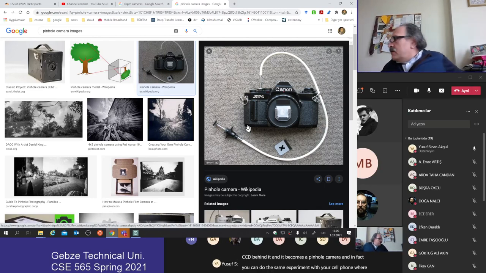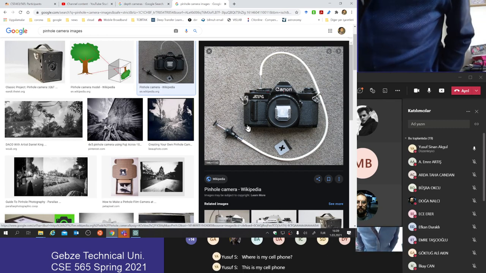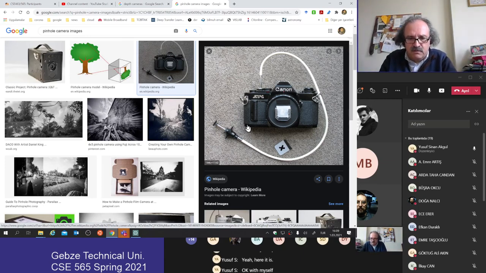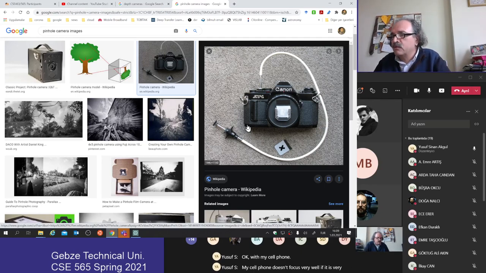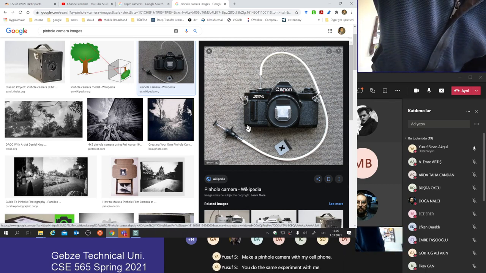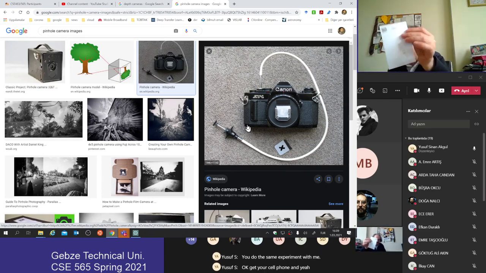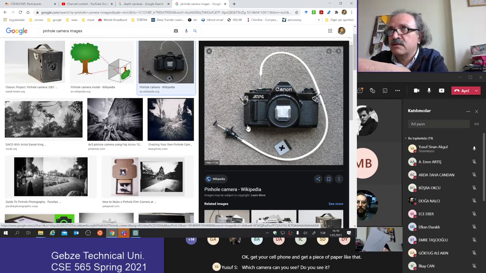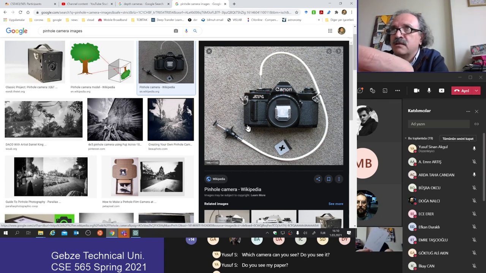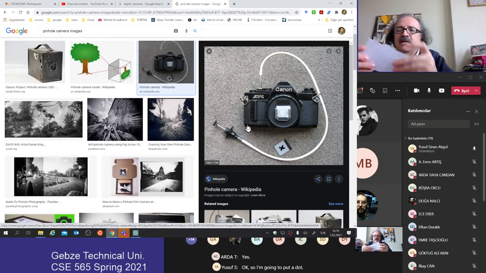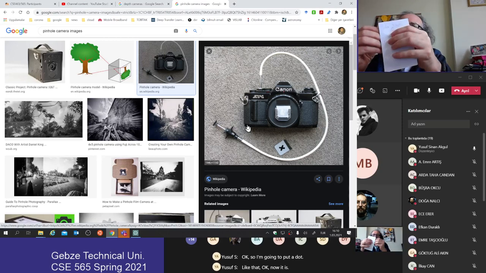Where is my cell phone? Yeah, here it is. Okay. My cell phone doesn't focus very well if it is very close. I am going to make a pinhole camera with my cell phone. You do the same experiment with me. Okay, get your cell phone and get a piece of paper like that. Which camera do you see? Do you see my paper? Is this the camera that you are seeing? Okay. So I'm going to put a dot like that. Okay, now there is a hole.